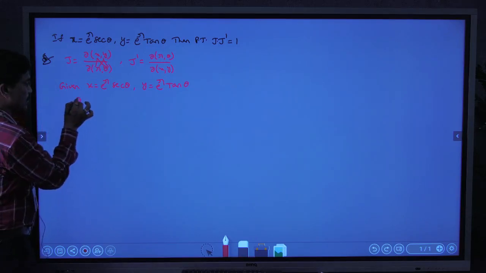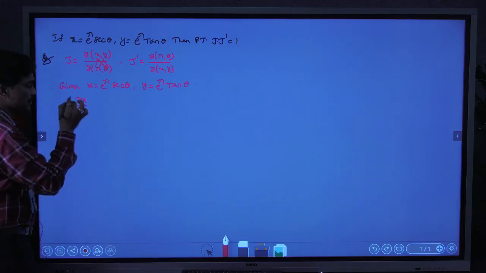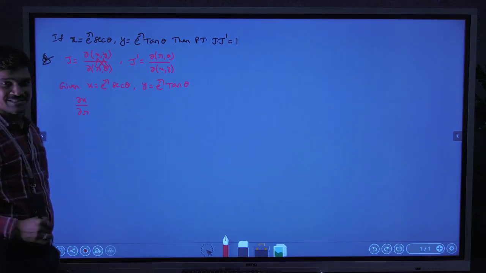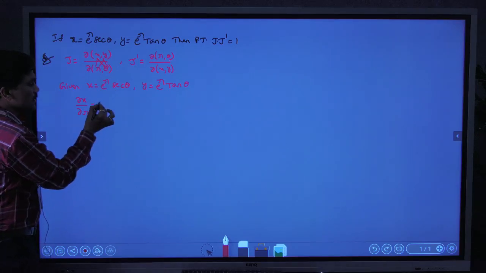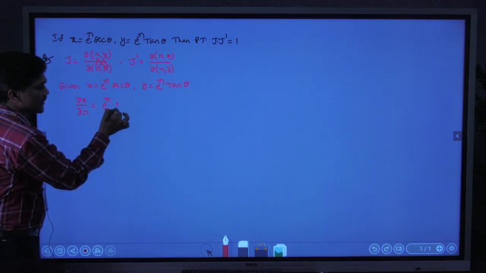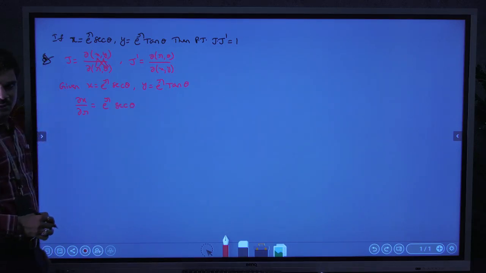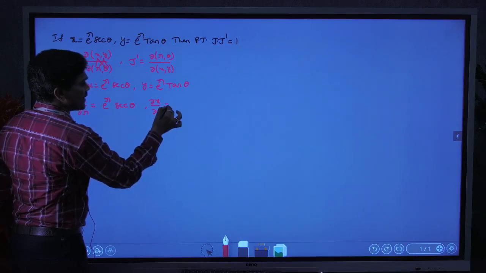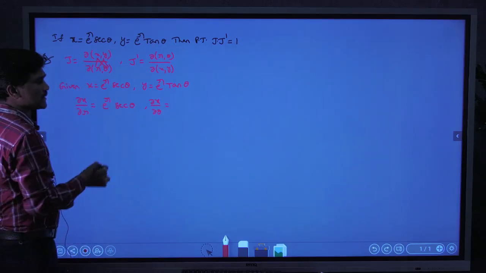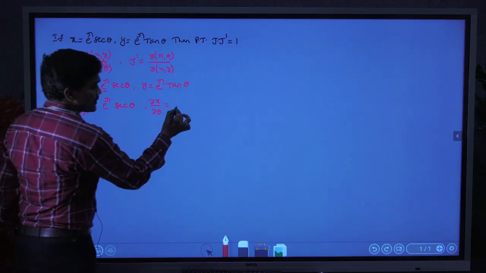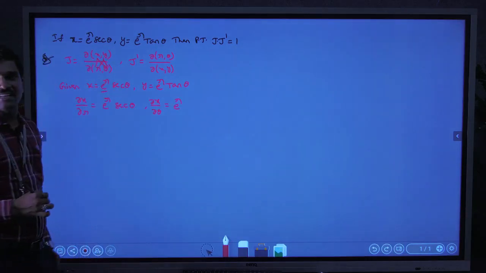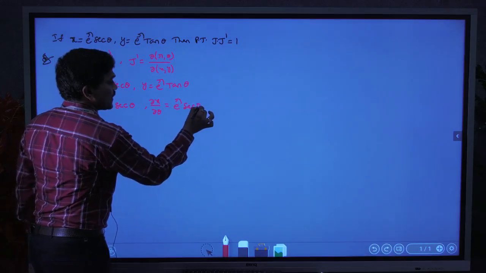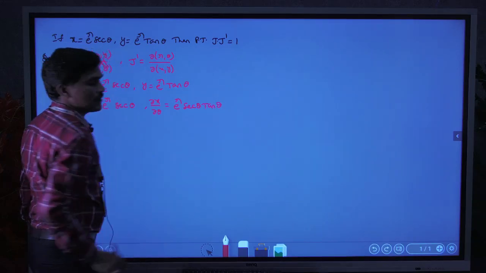Now calculate dou x by dou r. So here partial derivative with respect to r. So with respect to r, what is constant? Here secant theta is the constant. So the derivative of e power r is e power r, times the constant secant theta. So this is dou x by dou r. Next dou x by dou theta. What is dou x by dou theta? X with respect to theta. So what is constant? E power r is the constant. Now what is the secant theta derivative? The derivative of secant theta is secant theta tan theta, right?